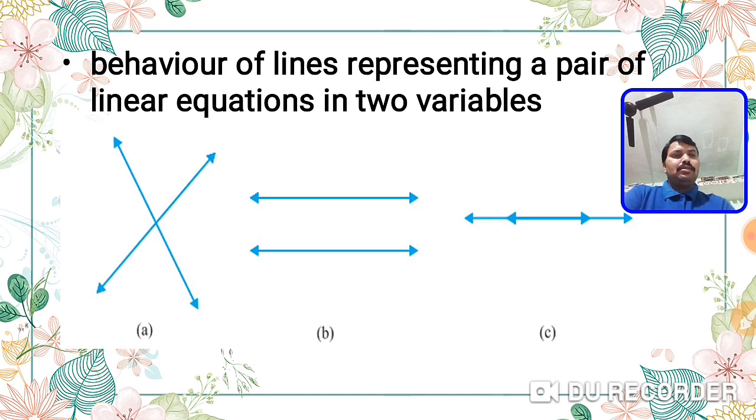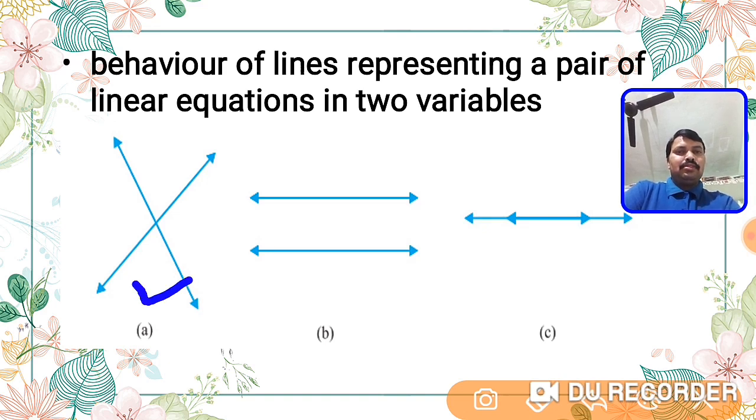It was in three types. The first type was the lines can be intersecting, second parallel, and third coincident. Now let us see the relation of their behavior with the solution of the pair of linear equations.